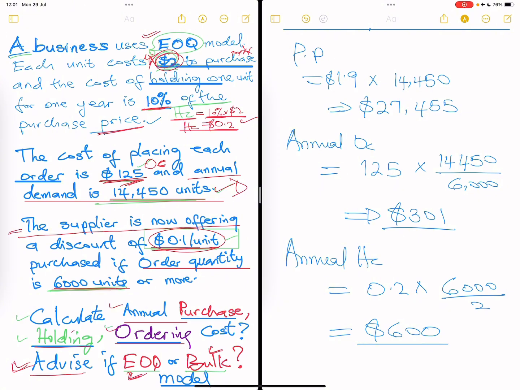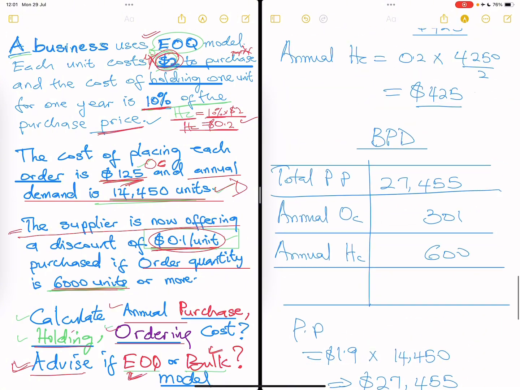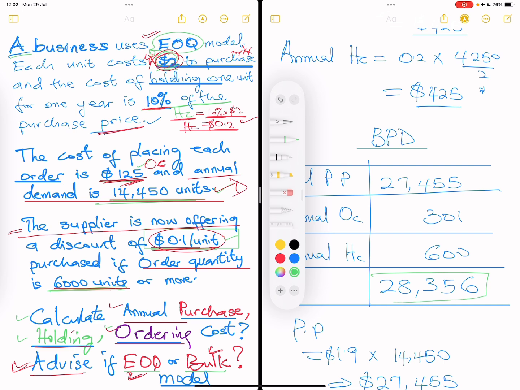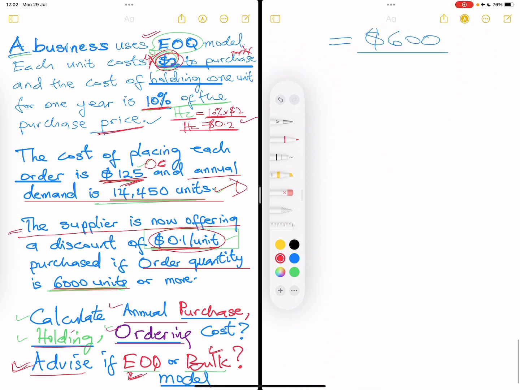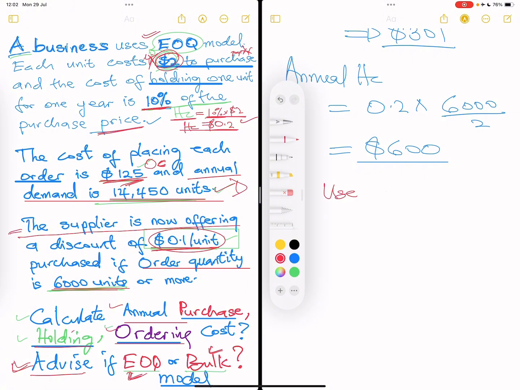Ladies and gentlemen, you can see the annual holding cost has increased compared to the 425 under EOQ. So that's why we need to add everything together and see the final impact, which one is better. So we add all of this together. We have 6 here, we have 5 here, we have 3 here, then 28. So the total inventory cost under bulk purchase discount is 28,356, and this is much cheaper than what you have under EOQ, which is 29,750. So you've seen how to calculate each of these cost components, and we can advise the company to use bulk purchase discount because that gives the cheapest cost of inventory. In fact, it's cheaper by almost 1,300 and something.